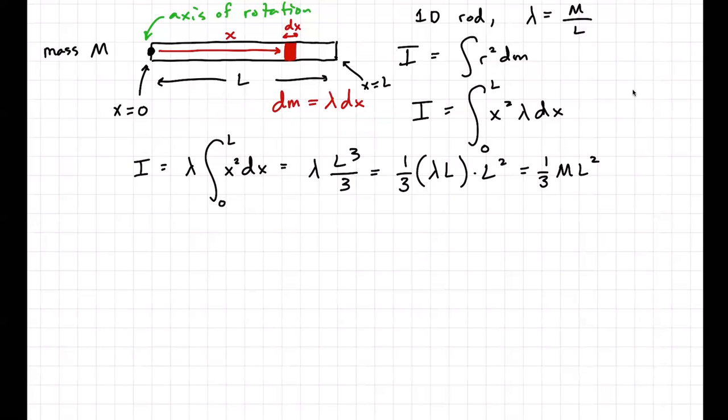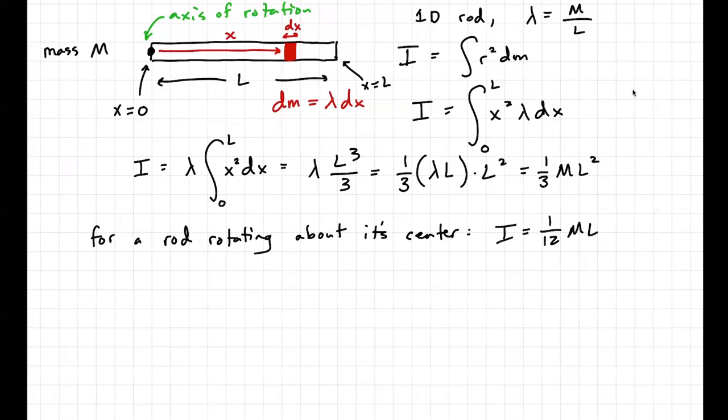You may recall the result for a rod rotating about its center is 1/12 ml squared. So I'm just going to write that so we can interpret it for a second. For a rod rotating about its center, I is 1/12 ml squared. Does this make sense? Yeah, I think so.